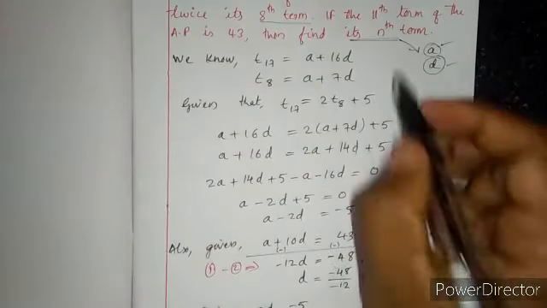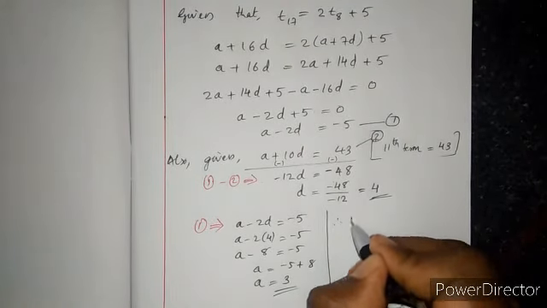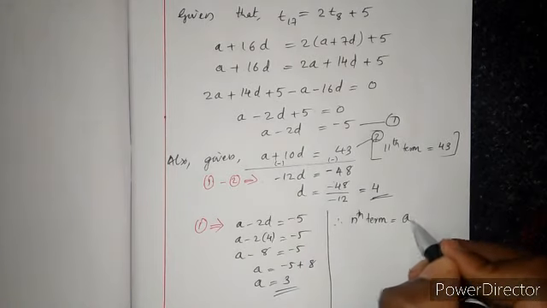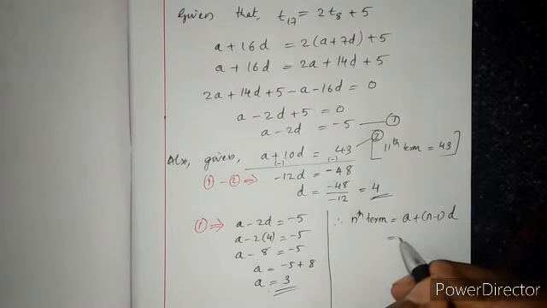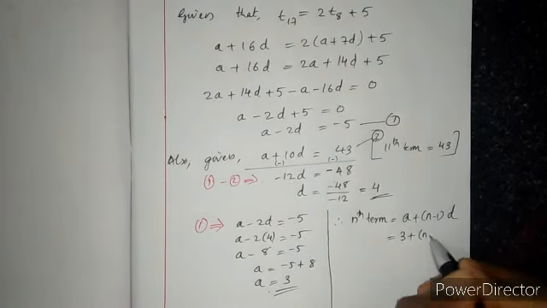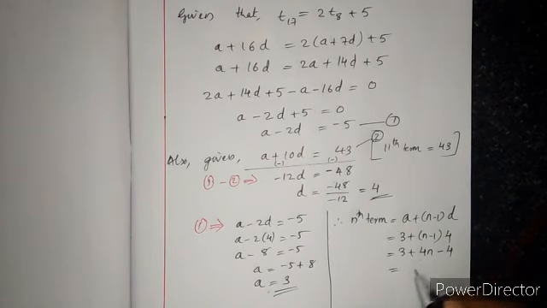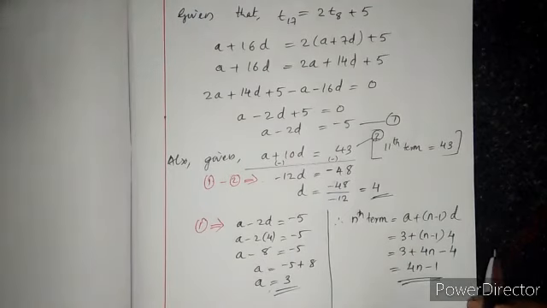हमको क्या चाहिए? इसका nth term चाहिए. So therefore nth term is equal to, what is the formula of nth term? a plus n minus 1 into d. That's equal to, here it is a का जगह 3 plus n minus 1 into, what is your d? It is 4. So 3 plus 4 into n is 4n minus 4 into 1 is 4. So we can write 4n minus 1. This is the nth term of the given AP.